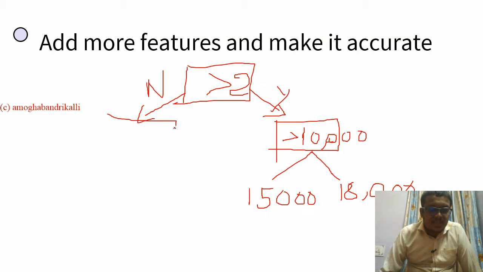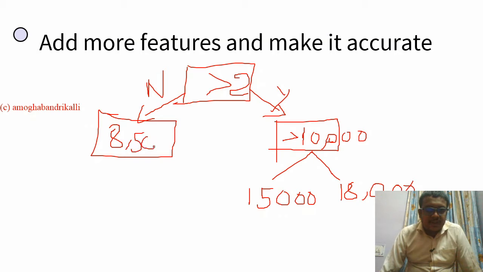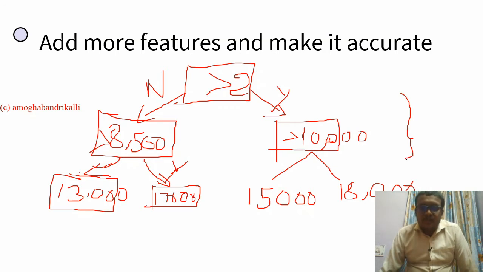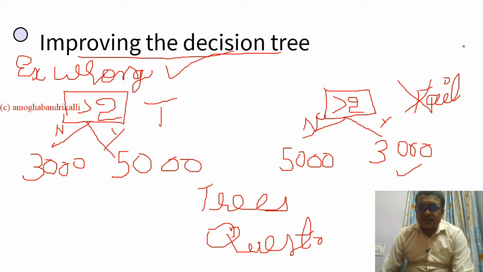So again, I am checking the lot size here. If the lot size is larger than 8,500, if it is yes, we can predict the cost as 17,000. If this condition is false, we can give a decision saying that it is 13,000. So if we are adding more questions here, these kinds of wrong things will be avoided.